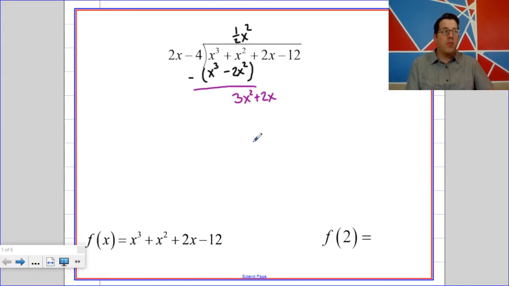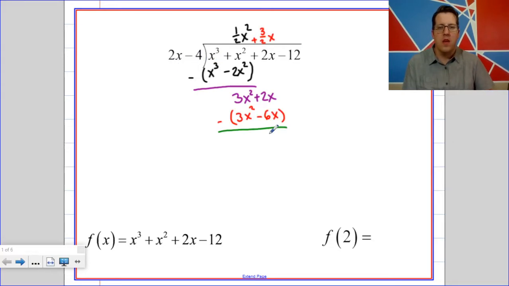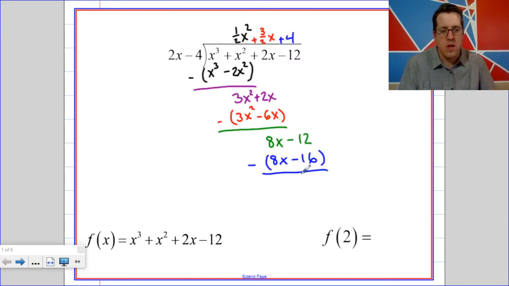All right, first step, we need a 1/2 x squared. Remember, you're thinking about what do I multiply 2x by to get 1x cubed. Next, a 3/2 x, because we have to multiply 2 by 3/2 to make this 3. Now we catch a bit of a break. We are left with 8x here, and we can multiply by 4 to get from 2x to 8x. We are left with a remainder. So our remainder is 4.